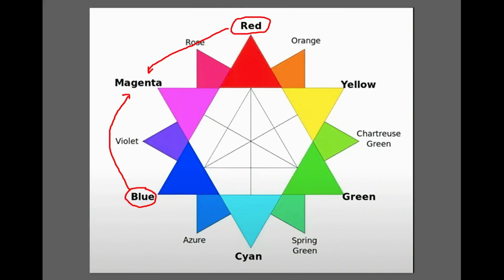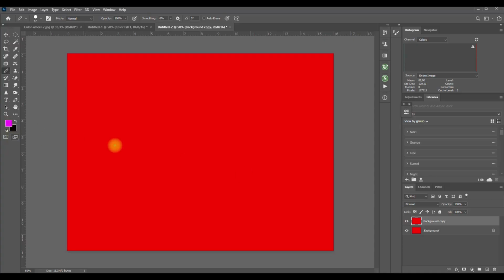Well, let's have a look at the color wheel. This shows that the combination of blue and red is magenta. The difference blending mode is the difference between the value of R, G, and B. The result can never be negative.